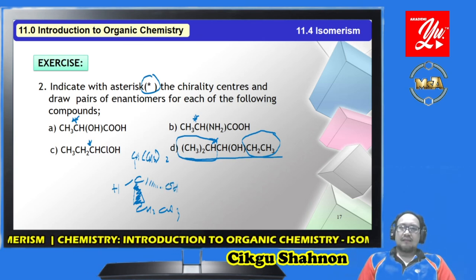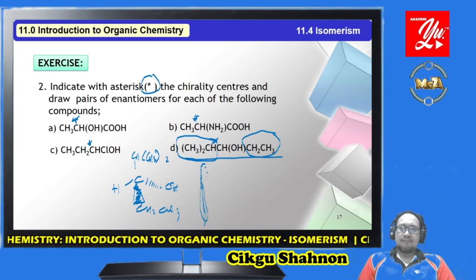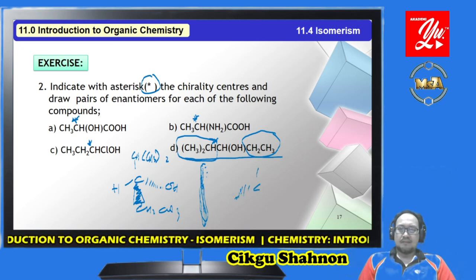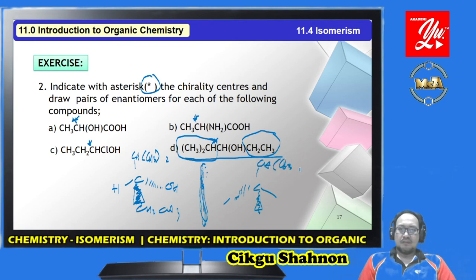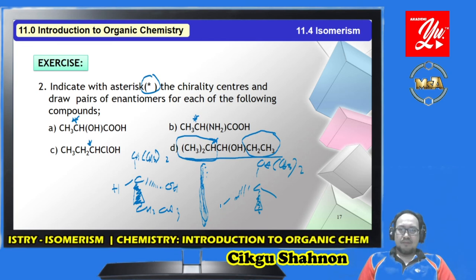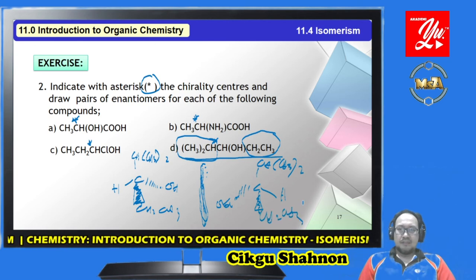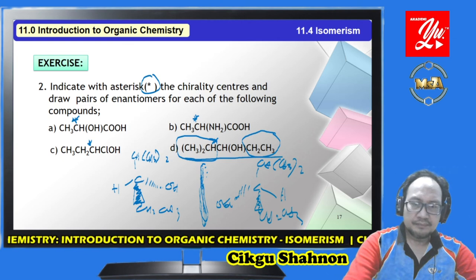And then we just draw the mirror here, mirror on the wall. On top here, CH3 2, OH here, H here, and CH2CH3.